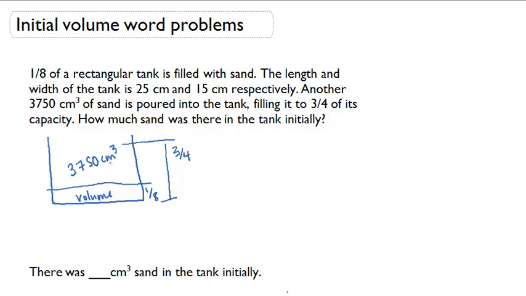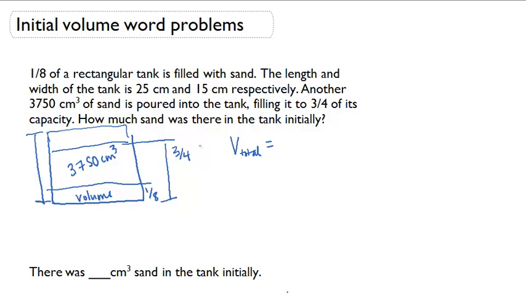So if we want to figure out first what the total capacity of our tank is, this total capacity, we need to think about what we know. So I'm going to call the total capacity of the tank the total volume. And I know that the total volume, we can figure that out by taking what we know.